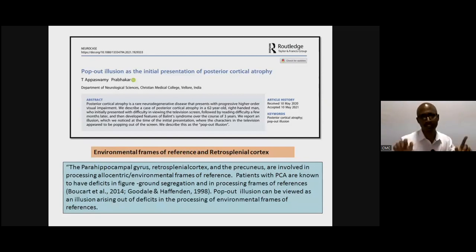For example, a television screen is a frame of reference. All objects inside that will remain inside that. Similarly, a door or something like that. So you don't expect things to move in and out of a frame of reference. And we found that the retrosplenial cortex is an important node in processing environmental frames of reference. So we figured that this patient probably has a problem in the retrosplenial cortex, or the lesion is extending into the retrosplenial cortex. So he has this kind of problem.